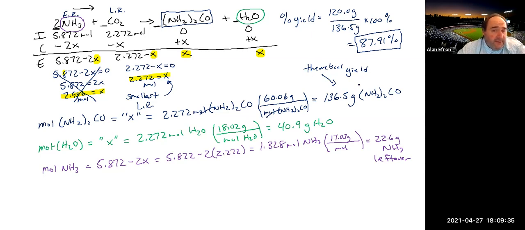Any questions on stoichiometry, limiting reagents, how to do these problems? Obviously, you do need to be able to figure out all these things. What's the limiting reagent? What's the excess reagent? How much product would you produce? What's the percent yield? How much excess reagent would be left over? Any questions on any of that?